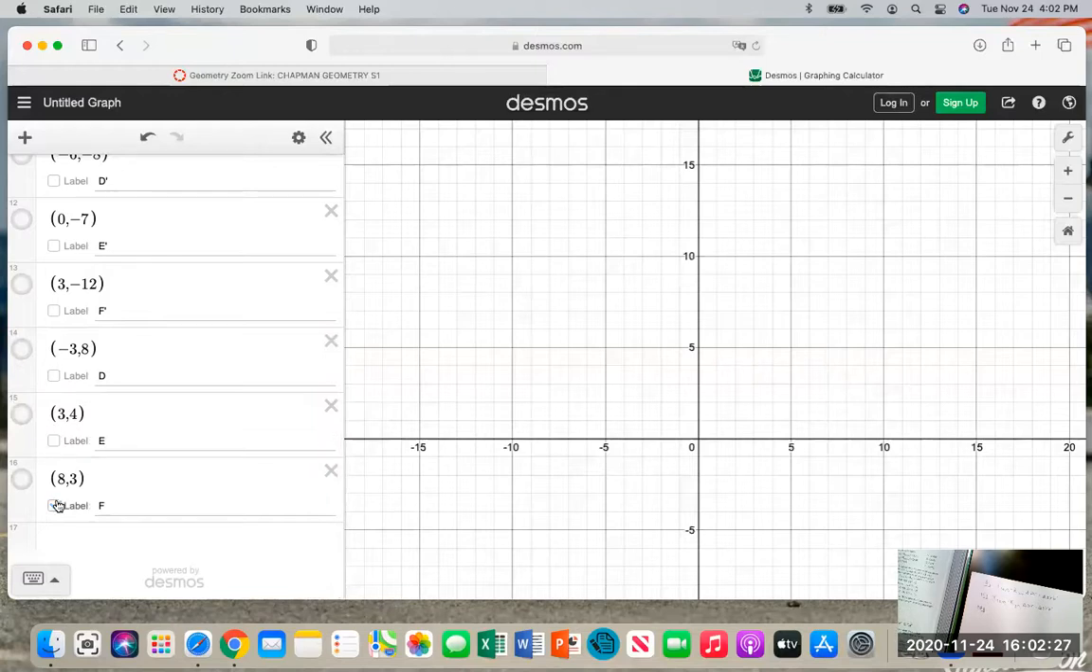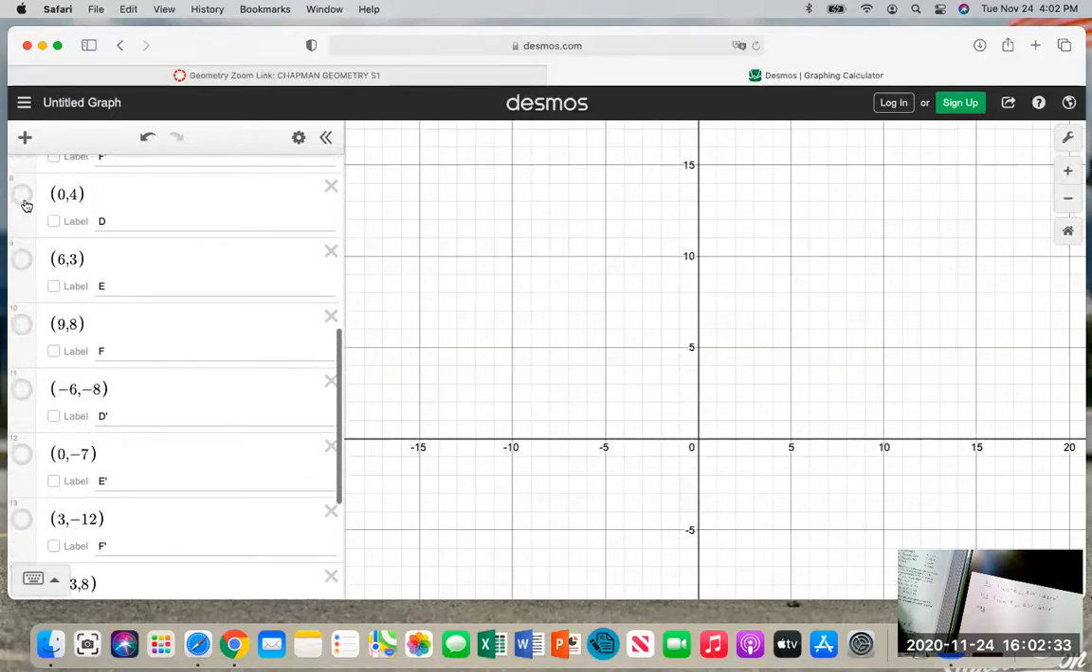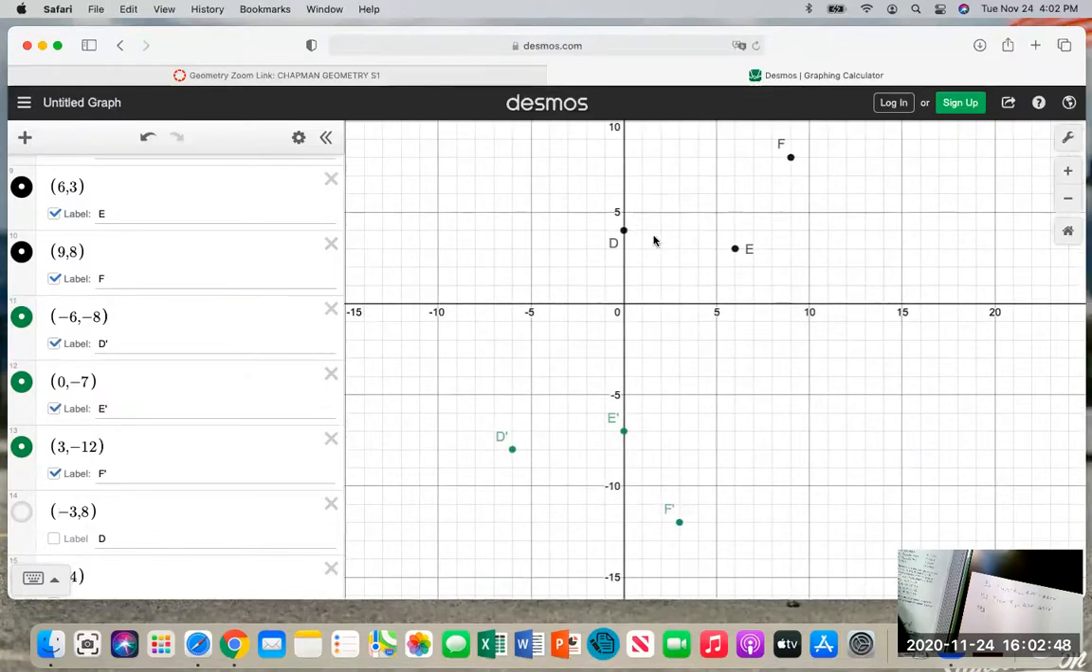Okay, number 20. D is (0, 4). Perfect, there we go. So there is our pre-image for number 20. Here is our image for number 20. All right, let's take a look. Where are we at? So here we can see it all.